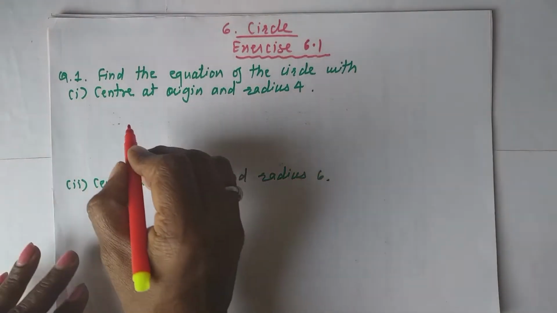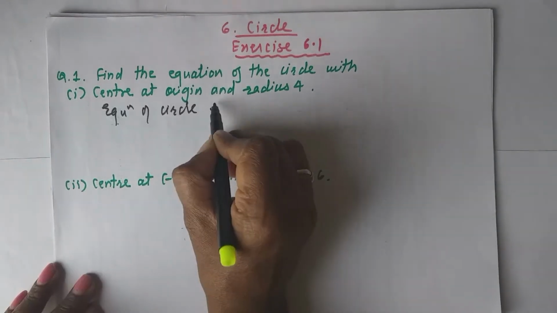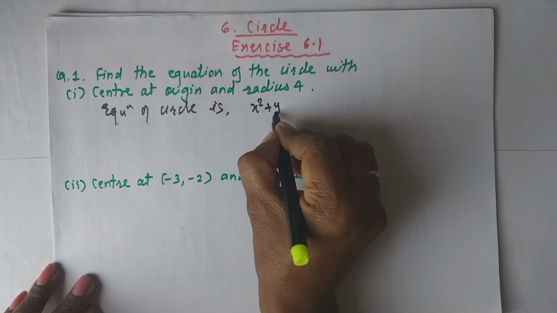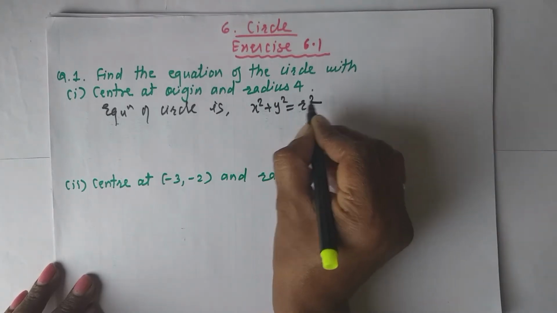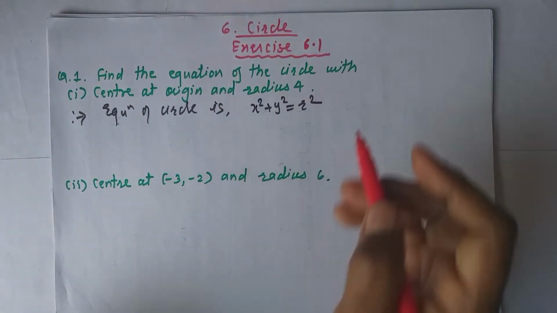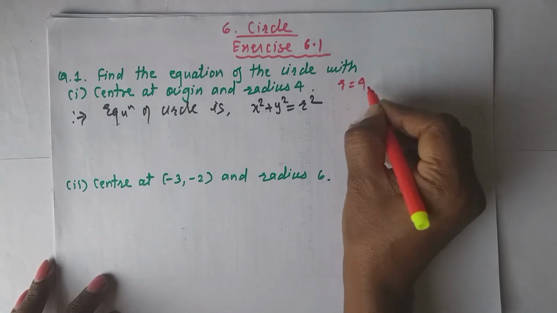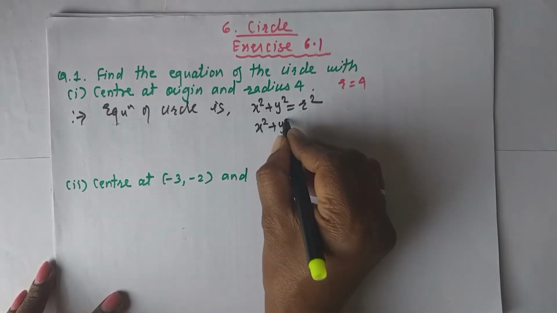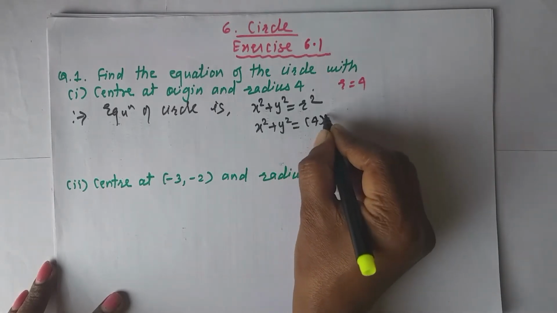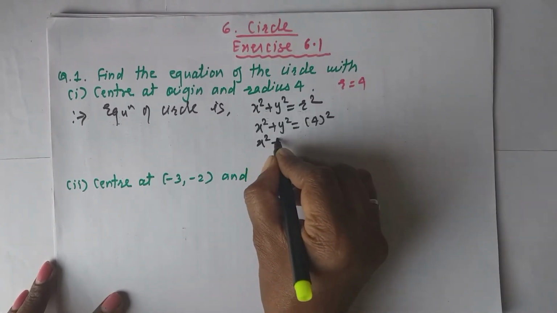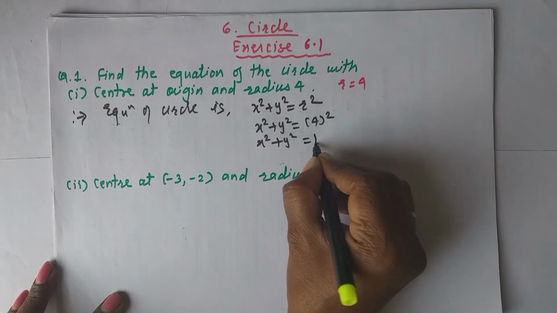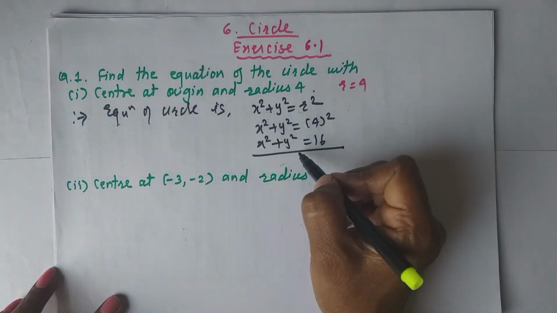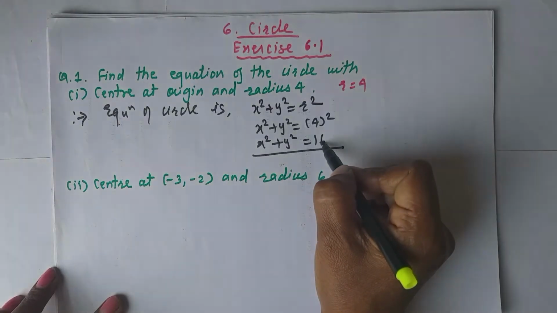And what is the equation of a circle? See, the equation of a circle in standard form is x² + y² = r². And what is r here? Here r is 4. Keep the value of r, then we will get x² + y² = 4², that is x² + y² = 16. This is the equation of the circle if the center is at the origin and the radius is 4.